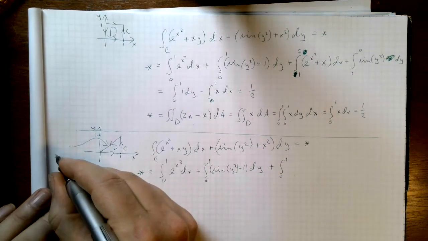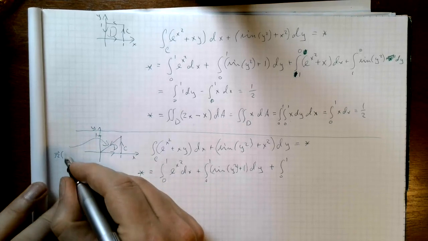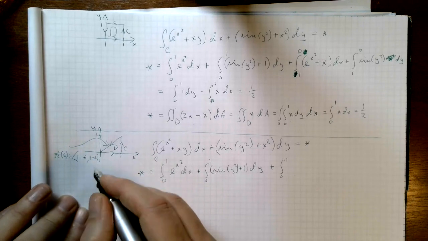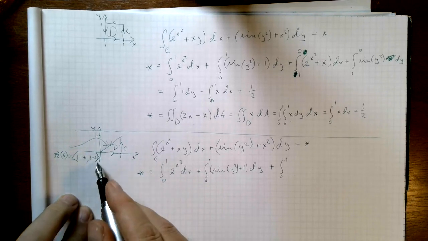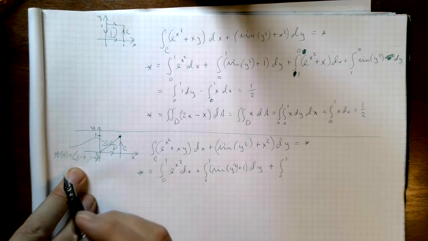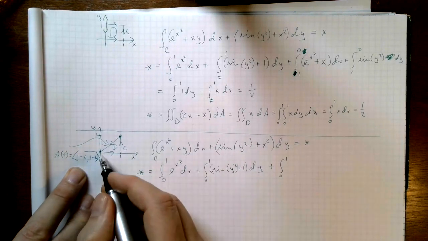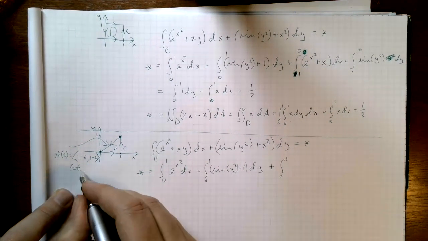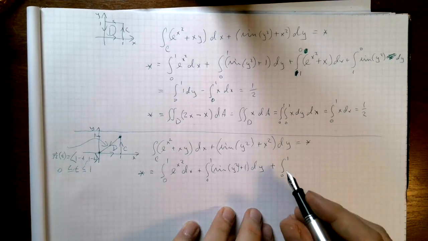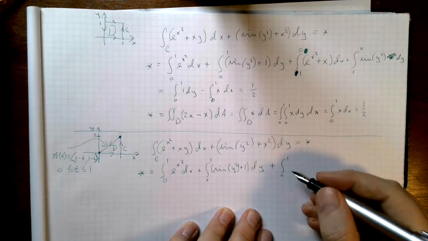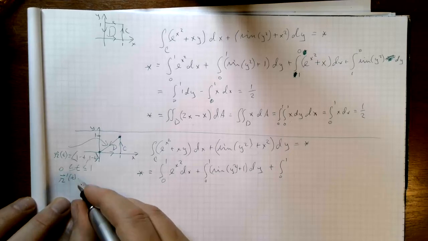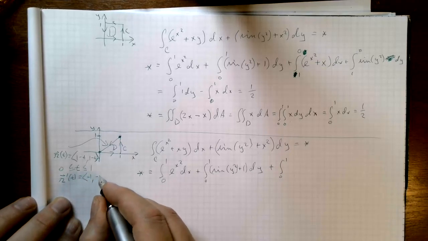So the parameterization r of t could be 1 minus t, 1 minus t, right? Because at t equals 0, it's going to give me 1, 1. At t equals 1, it's going to give me 0, and it's going to go along this line. It's just parameterizing this line. I'll also need the velocity here. The velocity is easy. It's minus 1, right?